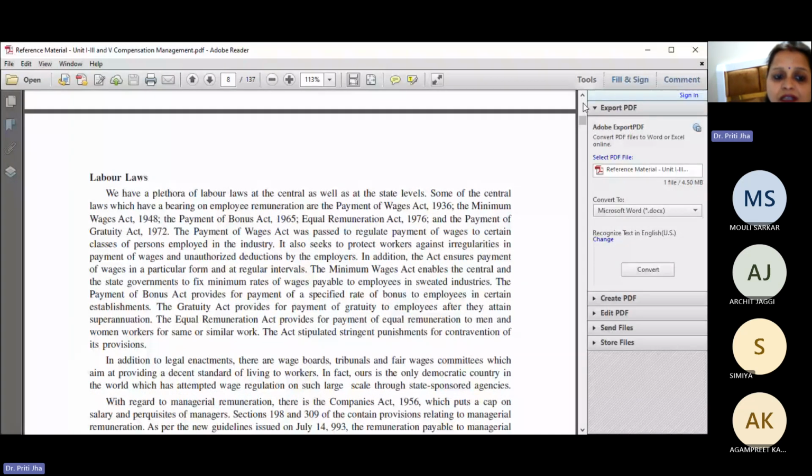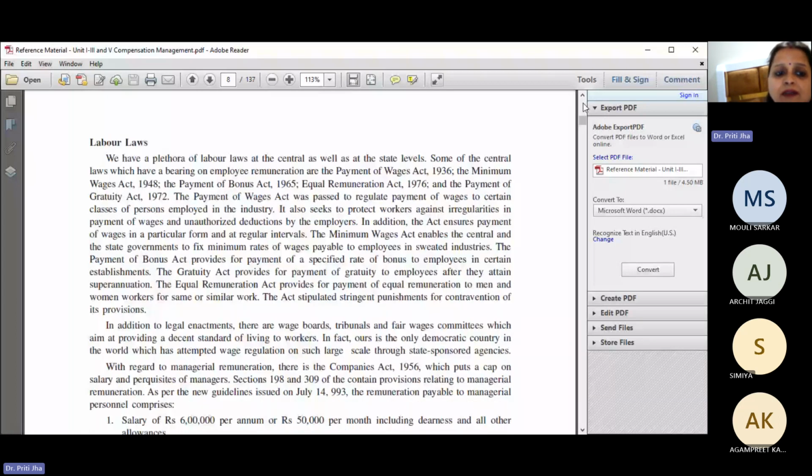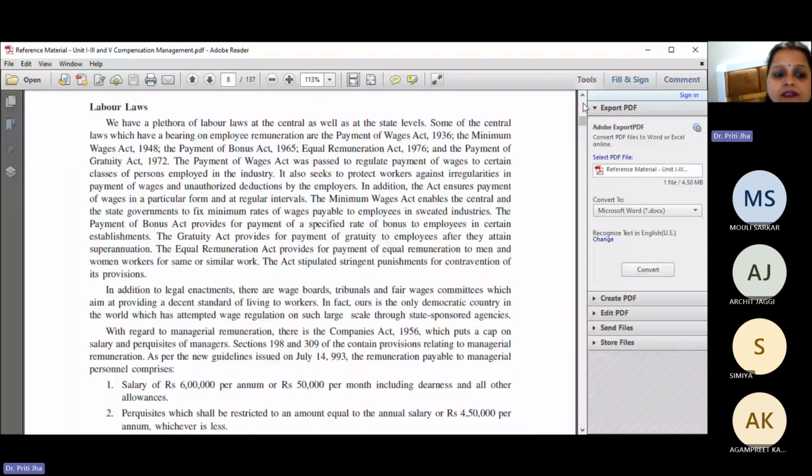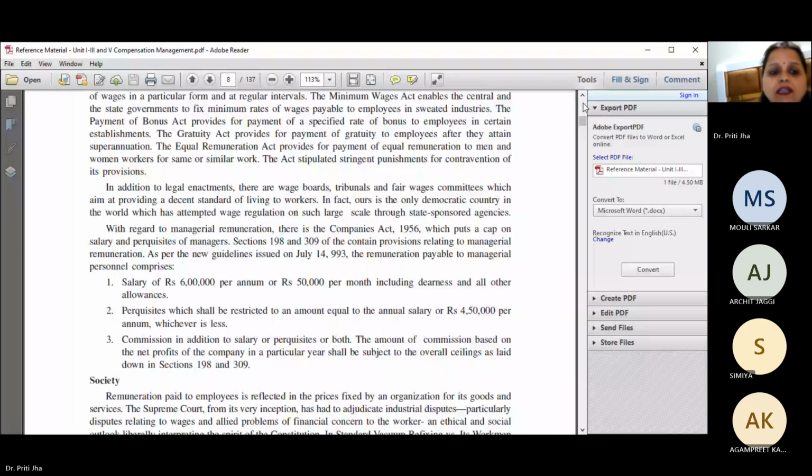certain establishments. The Gratuity Acts provide for payment of gratuity to employees after they attain superannuation. The Equal Remuneration Act provides for payment of equal remuneration to men and women workers for the same or similar work. Next factor is society.